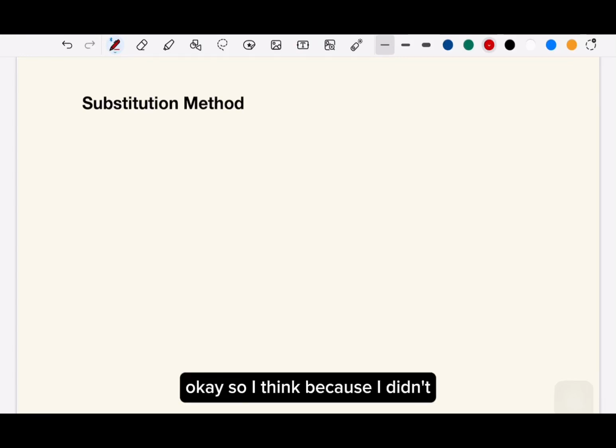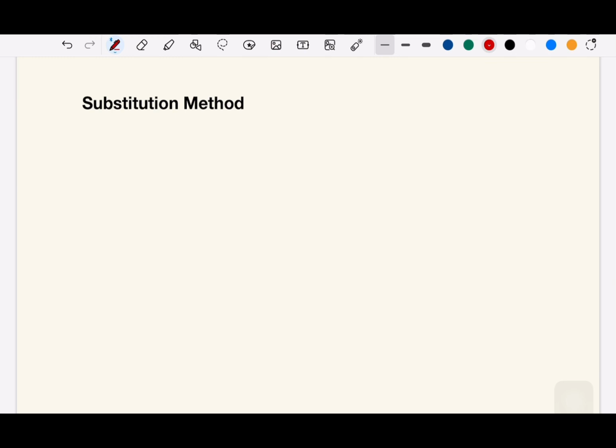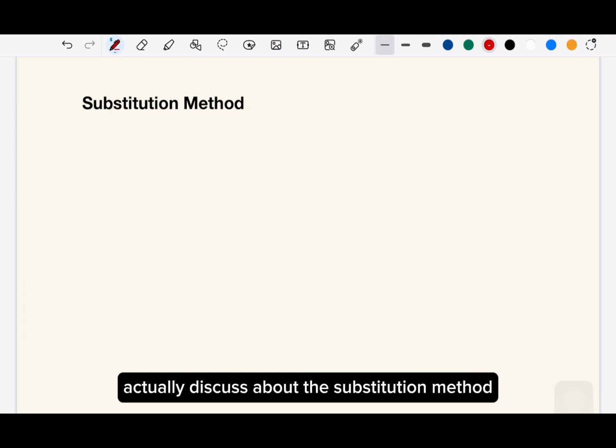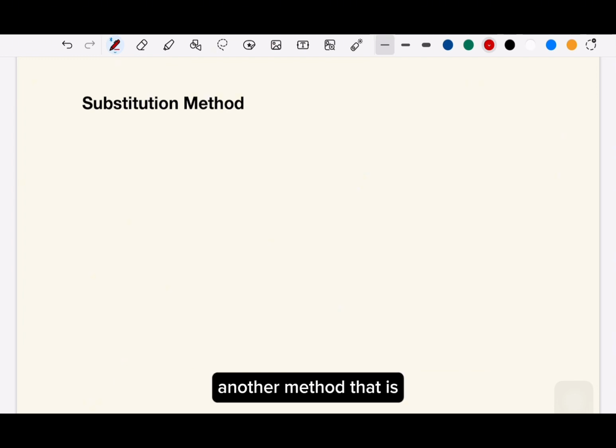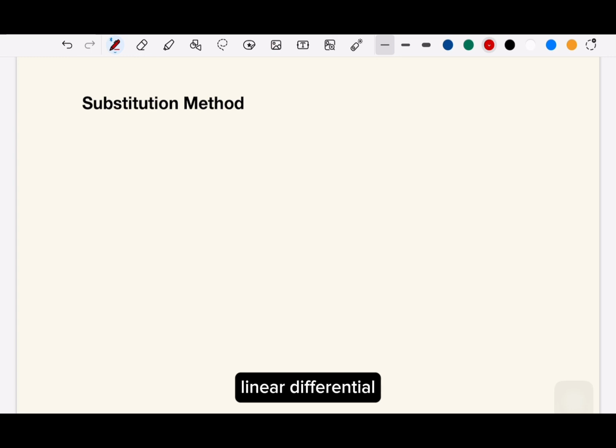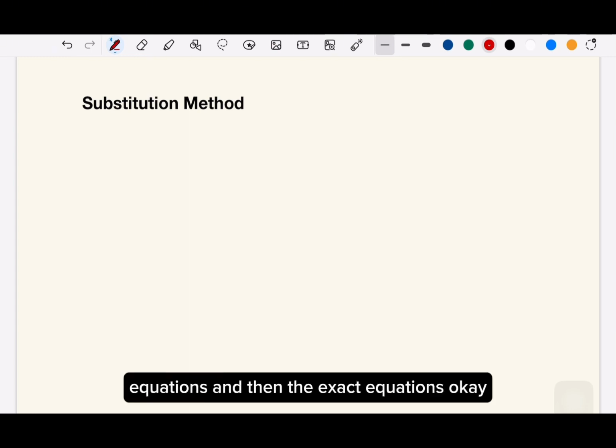Okay, so I think because I didn't record the audio properly, let me add some audio for the context for today's recording. In today's class, we are going to discuss the substitution method, another method that is one of the alternatives aside from the ones that we have discussed before, like separable equations, linear differential equations, and then exact equations. So we call this method the substitution method.